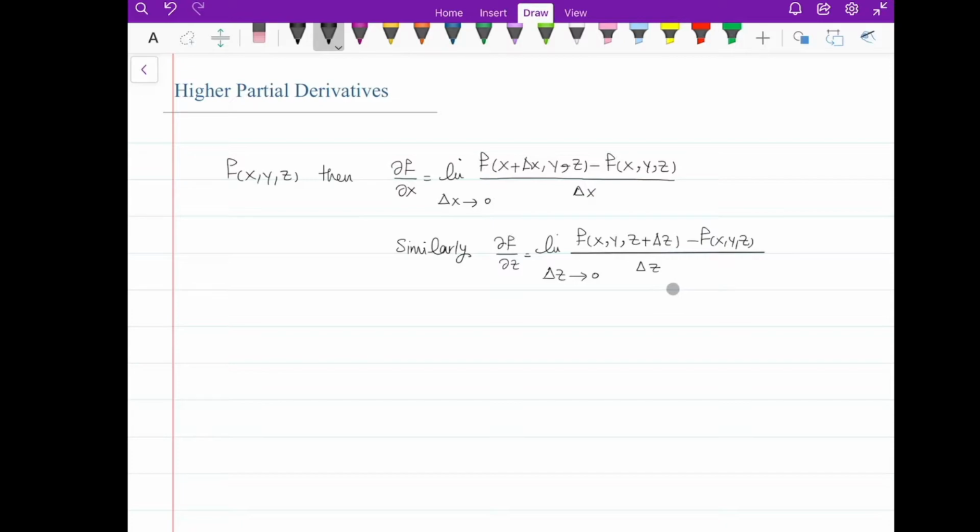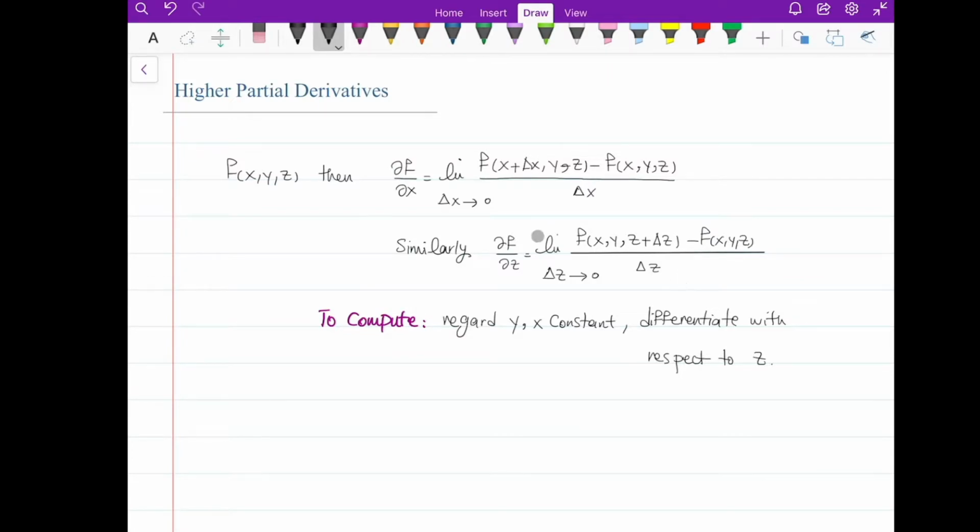Okay, so to compute this, we're just going to regard y and x as constant, and we differentiate with respect to z.